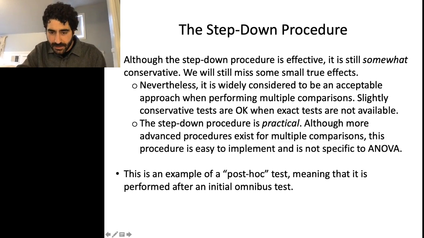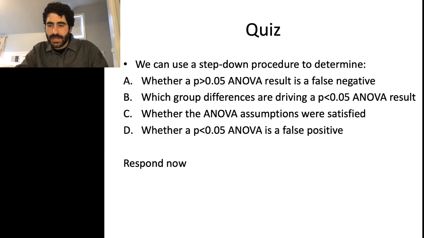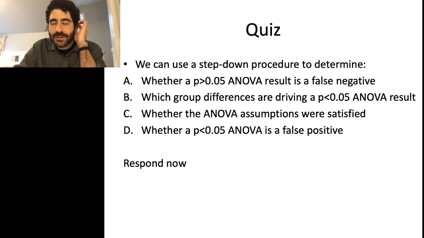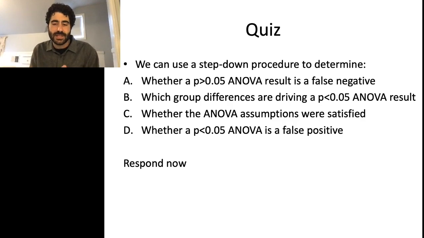Okay. So again, this is a practically useful thing for just trying to figure out what's driving our ANOVA effects. It uses this threshold that's not quite a Bonferroni one because it's relaxing over time, right? But it's still quite conservative, and so we might miss real effects here.